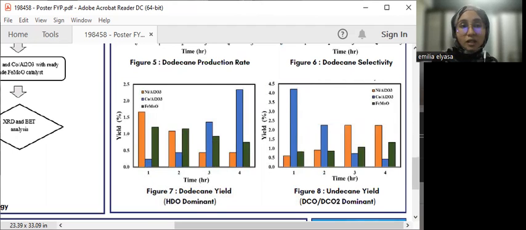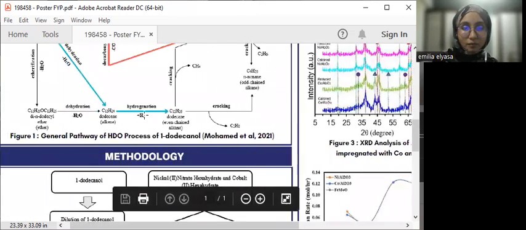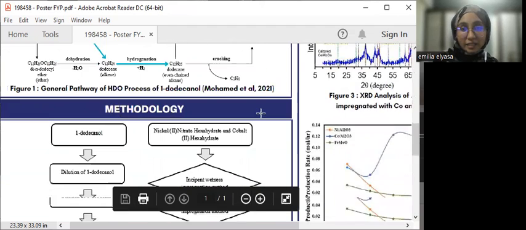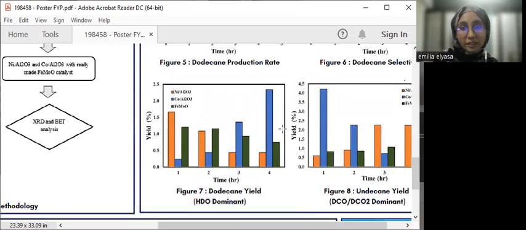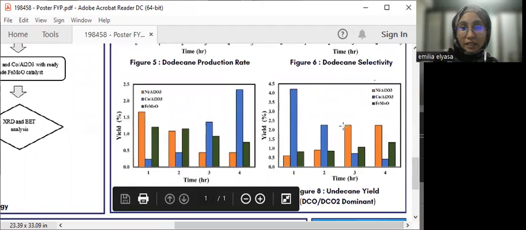Basically, from the yield of the product, we can determine the reaction pathway shown in figure 1. The lithium yields. HDO will favor on the lithium yield and DCO will favor on lithium yield. So based on this graph, the lithium yield graph, it reveals that cobalt has the dominance in the HDO pathway. But for lithium yield graph, it shows that the nickel aluminum oxide is dominant in DCO because the yield for the lithium and also the lithium is highest.